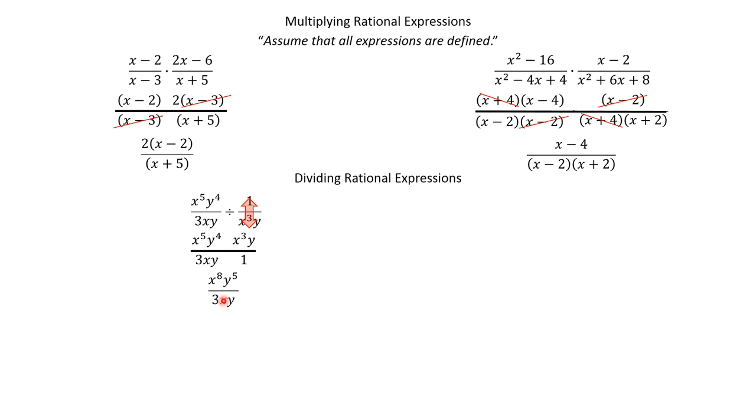And now we can divide x to the 8th over x. That's x to the 7th. Y to the 5th over y. That's y to the 4th. So we have x to the 7th, y to the 4th over 3. This one wasn't all that exciting. It was just the, hey, how do we divide? So let's do a more exciting one. Here's a more exciting one. This one we get to factor all 4 pieces, so it's very exciting.